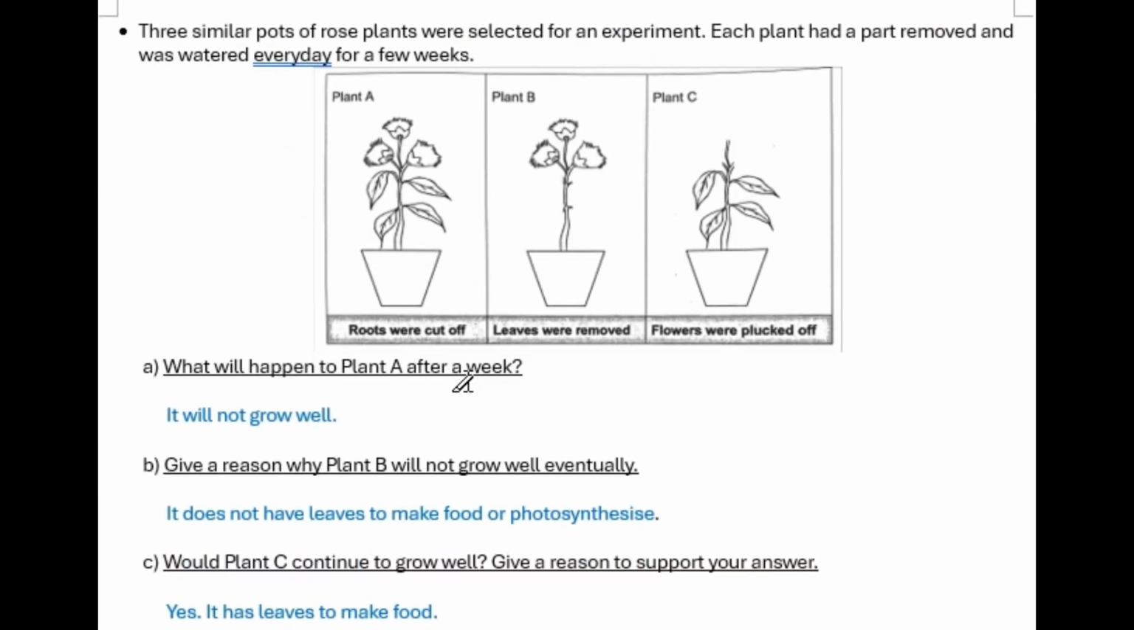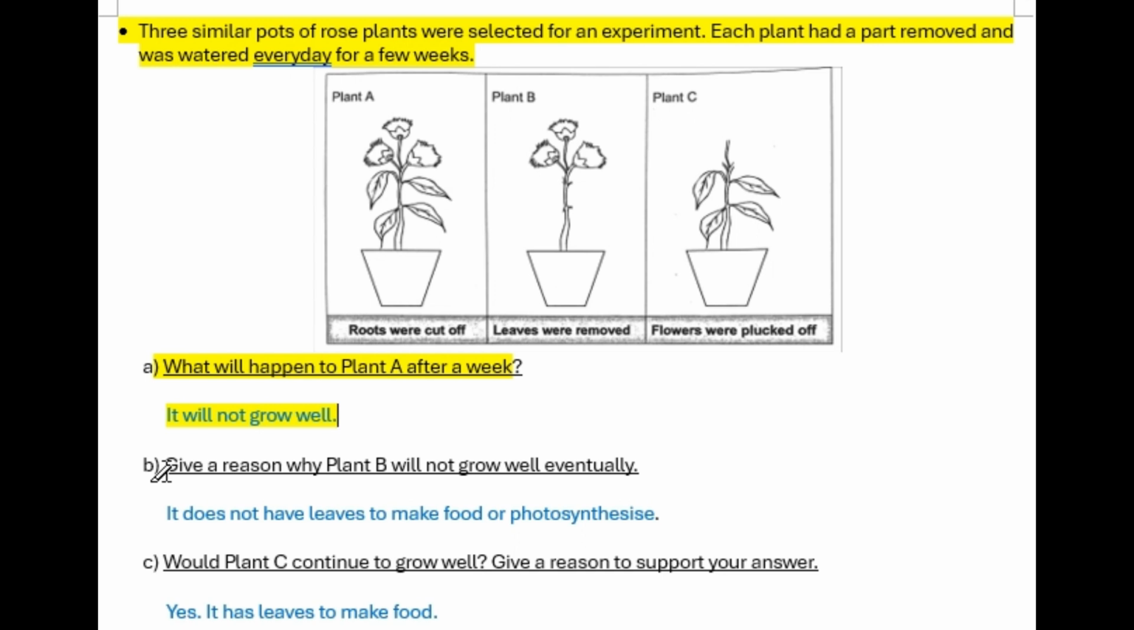3 similar pots of rose plants were selected for an experiment. Each plant had a part removed and was watered every day for a few weeks. What will happen to plant A after a week? It will not grow well.